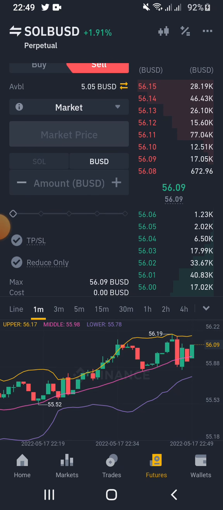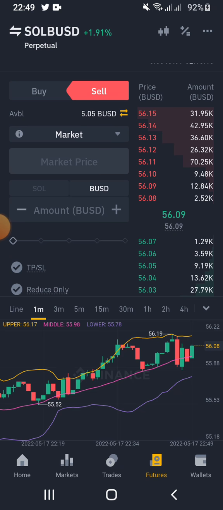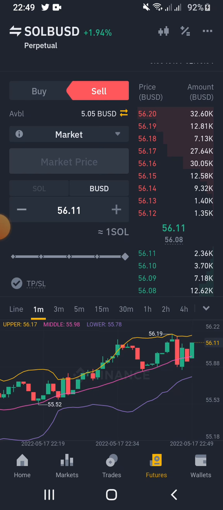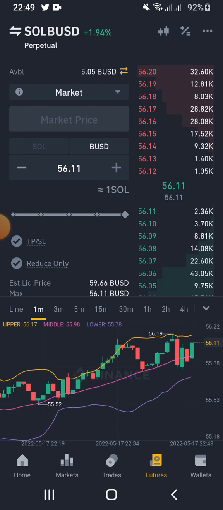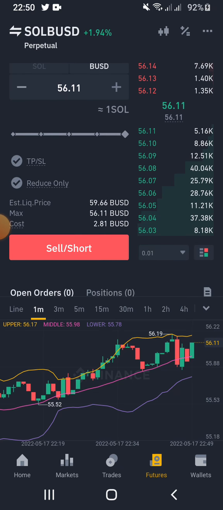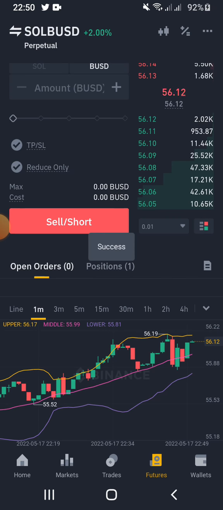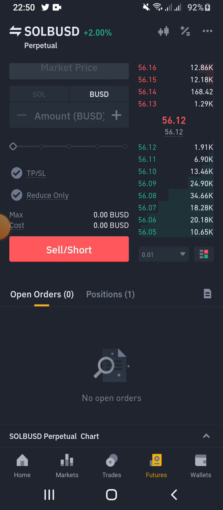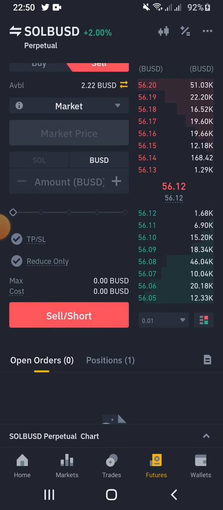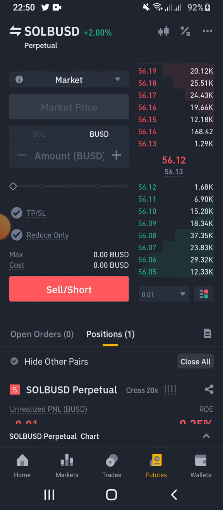Now for this 56.0, we want to go short, since the price has been moving in this direction. So we want to invest $5 in it for the market price at 56.11. Click on short the market. So we just clicked on short the market, and you see that it's a success. We just invested 2.22 BUSD.